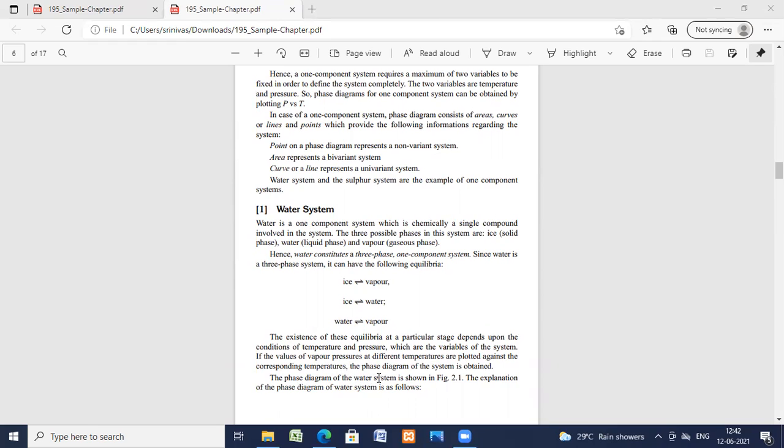The phase diagram of the water system is shown in the coming figure, and I'll show you. The explanation of the phase diagram of the water system is as follows.